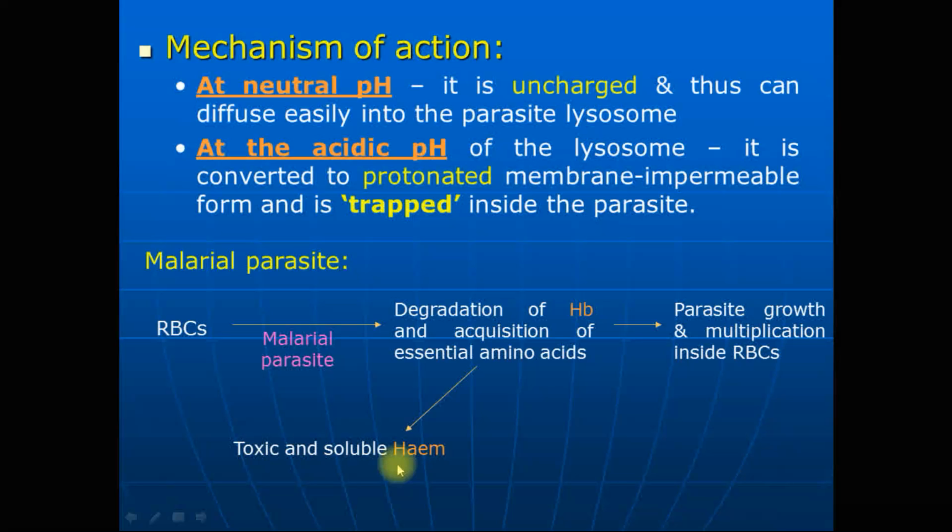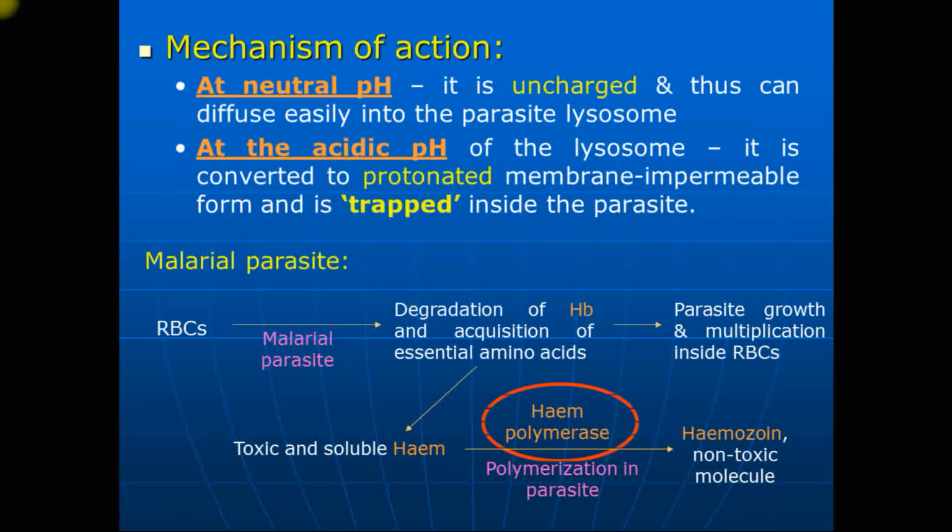This has to be converted into a non-toxic substance, and that function is carried out by an enzyme present in the Plasmodium called heme polymerase. This whole process happens in the food vacuole, which you can consider a metamorphosis of the lysosome. The heme polymerase enzyme converts this toxic heme into non-toxic hemozoin, and this is the basis of how the parasite is able to survive within the RBC.